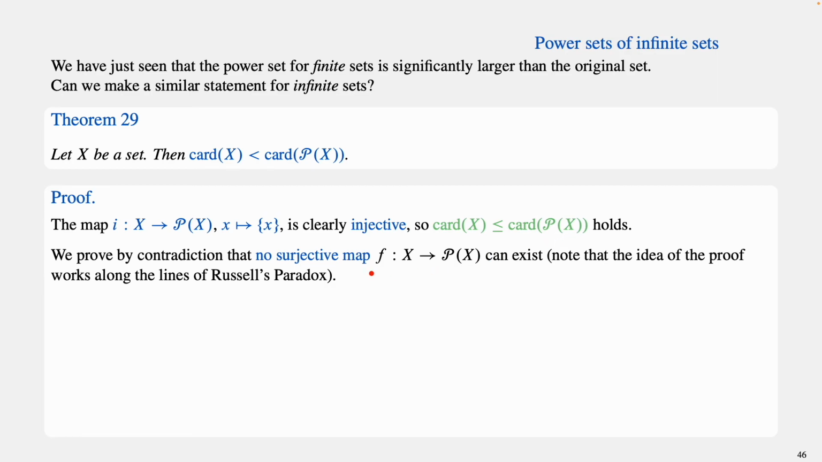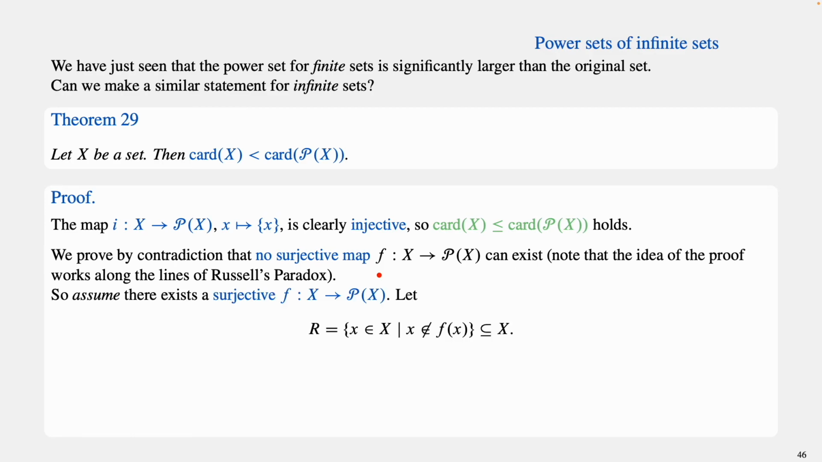And we now prove by contradiction that no surjective map F from the set X into its power set can exist. And you will note in the proof that the idea works along the lines of Russell's paradox. And this is a bit of a brain twister, so make sure you follow the steps closely. So we assume, in order to derive a contradiction, that there exists a surjective map F from X into its power set. Then we look at the following subset of X. I call it R, because Russell.